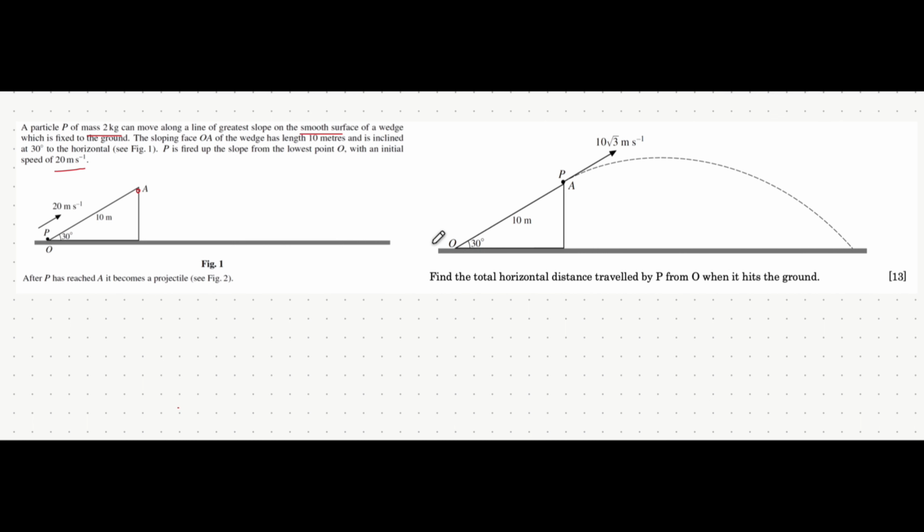It then says after P has reached the point A, which is this point here, it has a speed of 10 root 3 meters per second, and asks you to find the total horizontal distance traveled from P to O. So that means from this position here, all the way as it goes up, back to when it reaches the ground. So how do we do that?